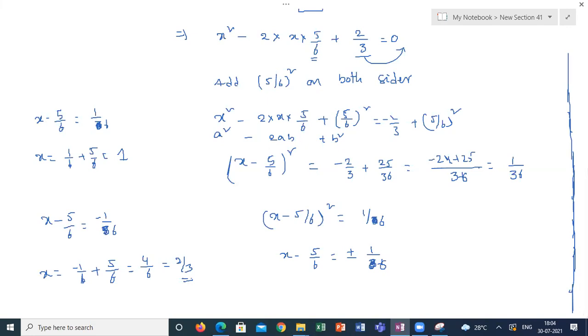This method of completing the square of a linear expression is known as the completing the square method. Is it clear, man? What I'm saying? Yes, sir, it's clear, sir. Anyone having any doubts?